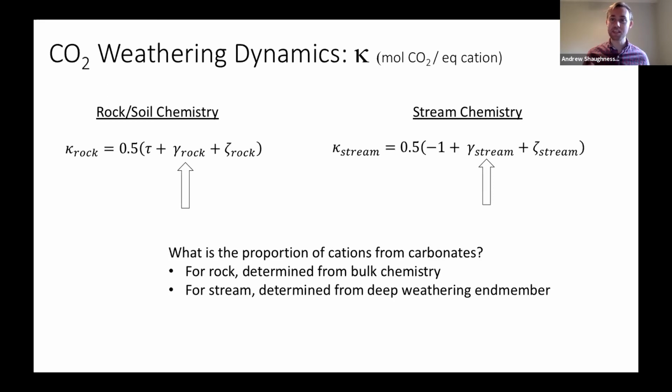Okay, so then there's the second part of these equations, which we call gamma. And when we're thinking about weathering dynamics, we're asking: what is the ratio of silicate dissolution to carbonate dissolution in the watershed? So we're going to define this term gamma, which is the proportion of cations, either in the rock or from our NMF decomposition, that came from carbonates, which we're going to define from that deep weathering end member.